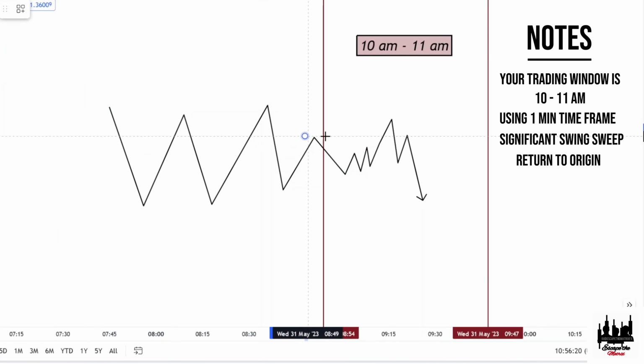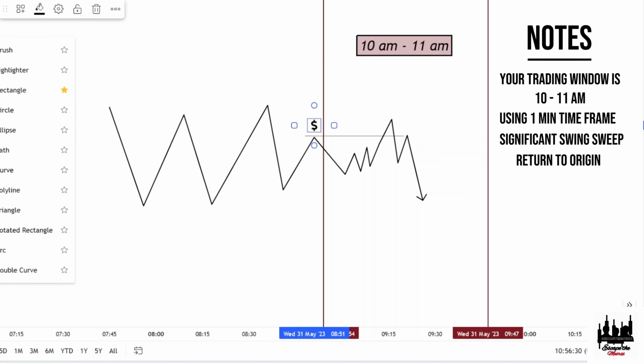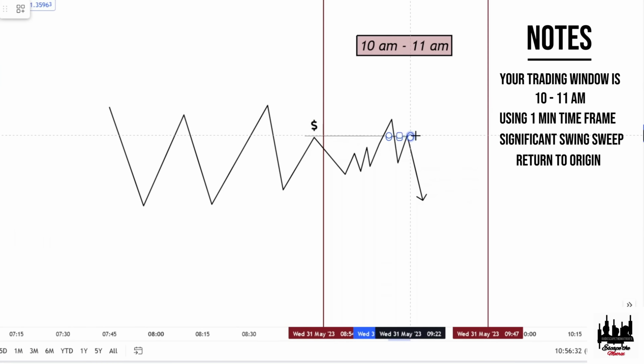So the liquidity will be taken right here. This will be your significant swing. The liquidity got taken and your entry was somewhere here at your return to origin, or it could be lower, it could be your fair value gap. That's the basis of this strategy. So let's go into my implementation of the silver bullet.